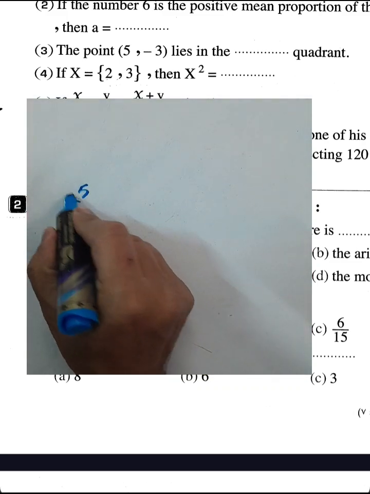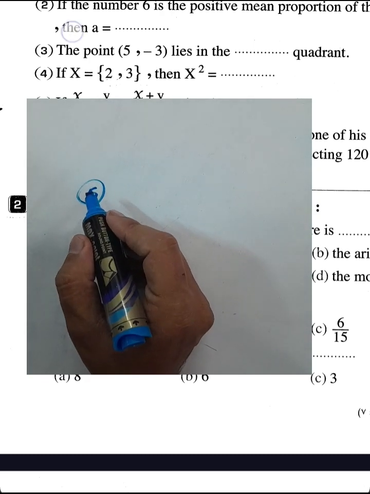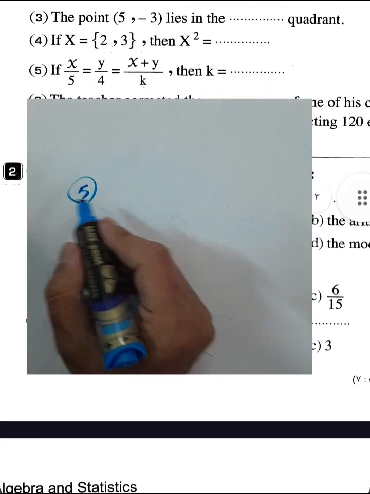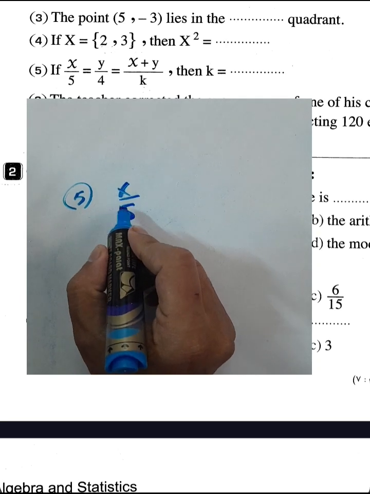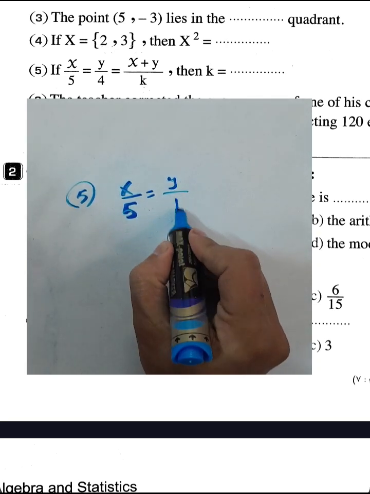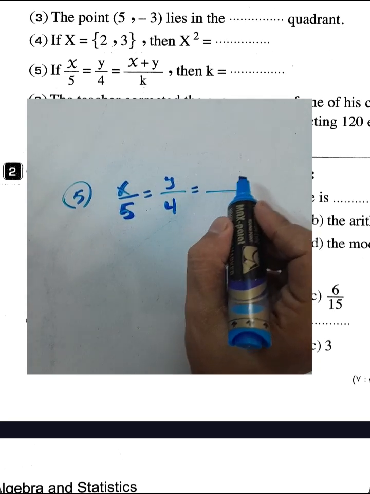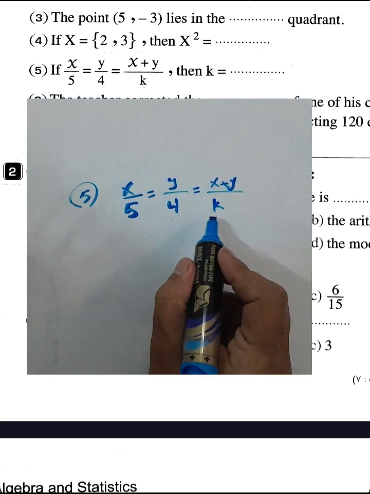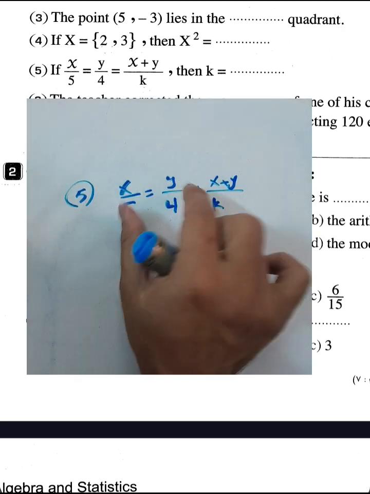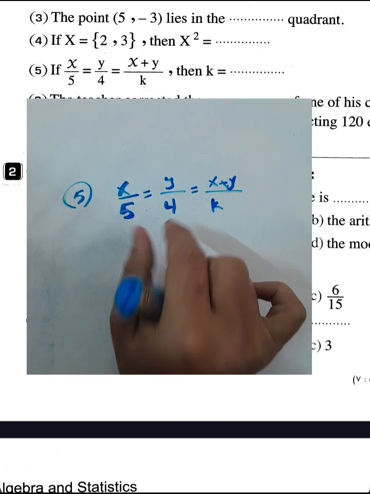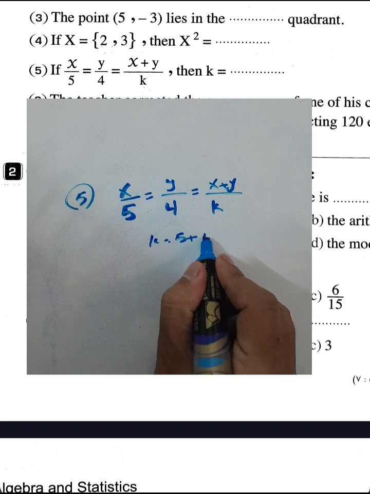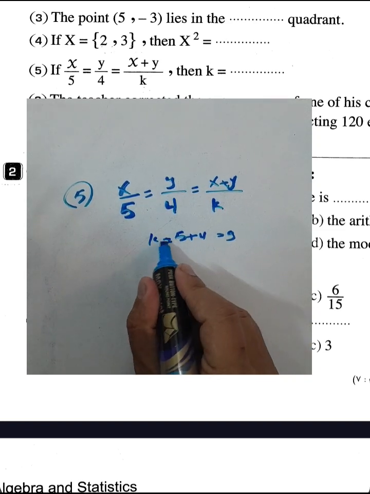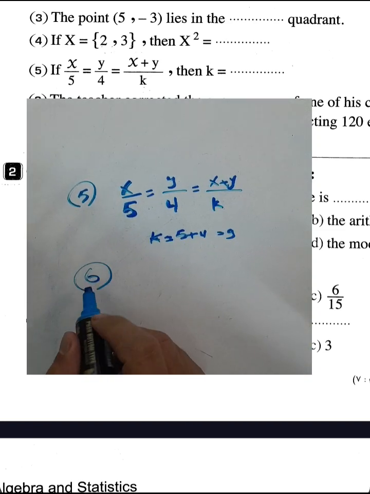Question number 5. If x over 9, x over 5 equals y over 4 equals x plus y over k, we can find the value of k. If we add the two numbers in the numerator, then we must add the two numbers in the denominator, so k will be 5 plus 4, which is 9. That is the value of k.